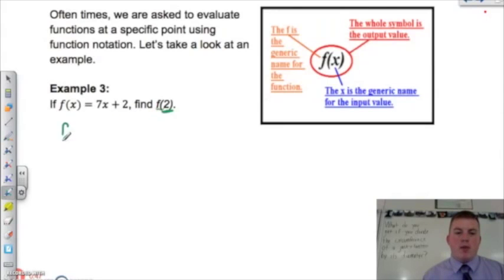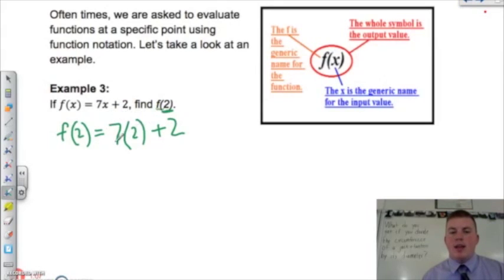So I'm going to now write, instead of f of x, I'm going to write f of 2 because we're evaluating it at the point 2. Now I don't do anything math related with that. That is just our notation that we use. On the other side, however, I'm going to plug in 7, and then where my x is, I'm going to put in 2 plus 2. Now we are going to go ahead and simplify this.